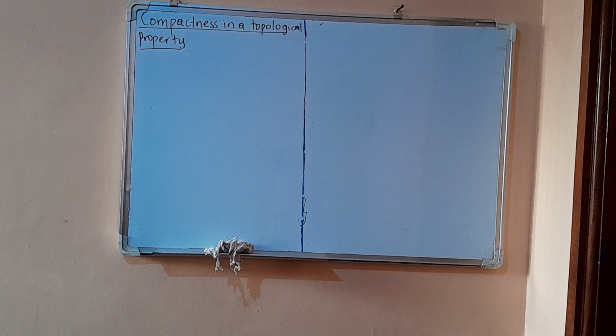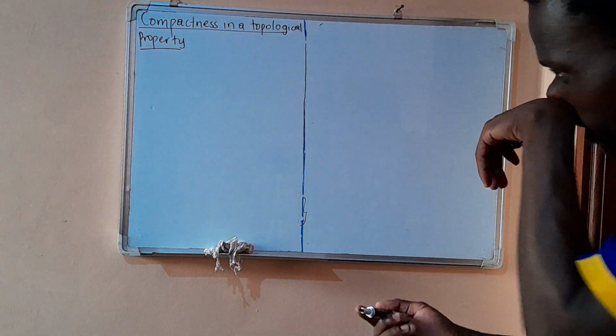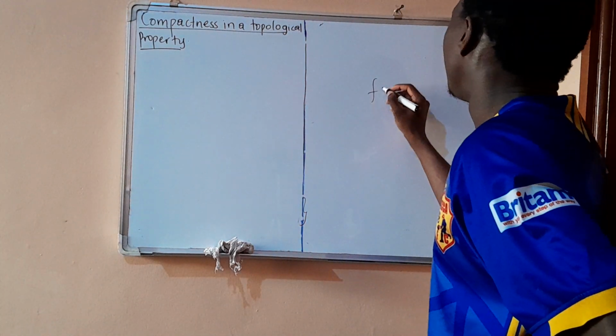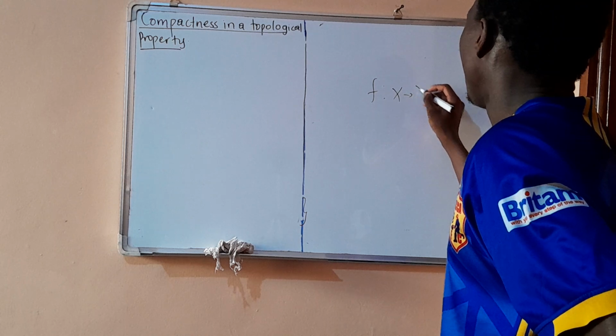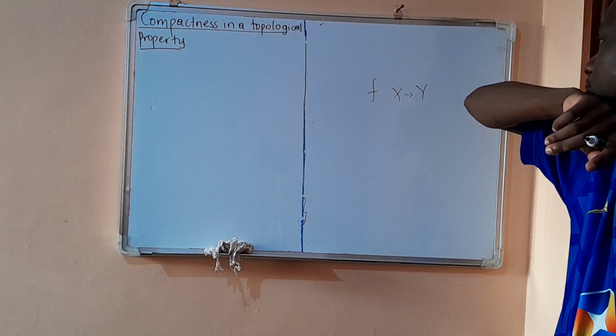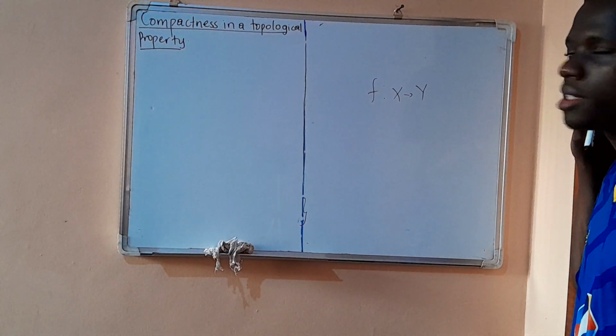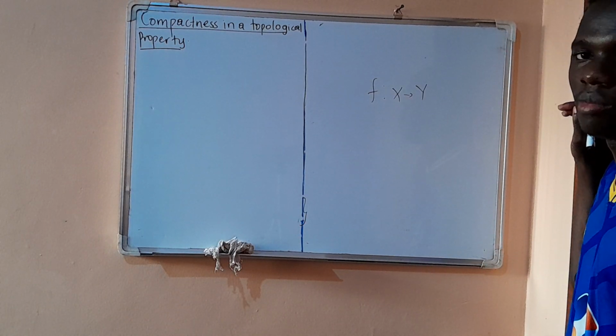Compactness is a topological property. So it is preserved. A topological property is preserved under homeomorphism. So if you say that something is a topological property, then it is preserved under homeomorphism. What does that mean? If you have this map as a homeomorphism, then if X is compact, then Y should be compact. Also, if Y is compact, then X should be compact.